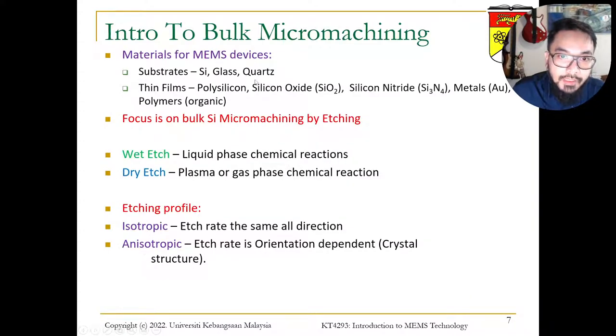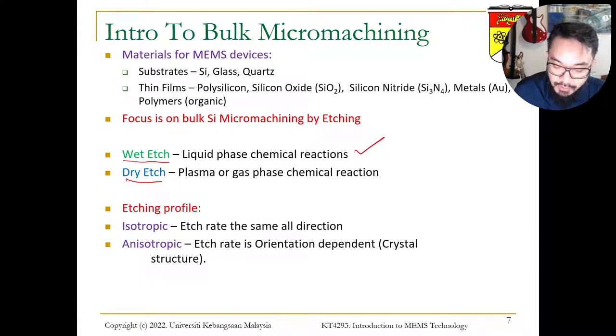Here we look specifically at silicon wet etching. Etching can be wet or dry. Wet etching involves liquid phase chemical reaction, whereas dry etching, on the other hand, looks at plasma and gas phase chemical reaction.